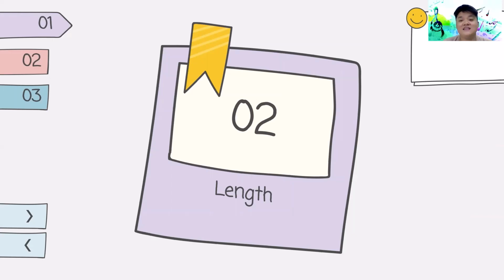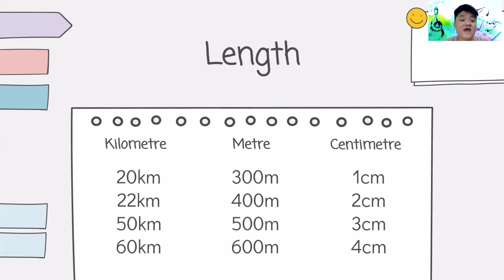Length. Length is how long something is. So length can be measured using kilometer. And then the next one we have meter, and centimeter. So for kilometer, you can use 20 kilometers, 22 kilometers, 50 kilometers, 60 kilometers, and in all of them, km means kilometer.